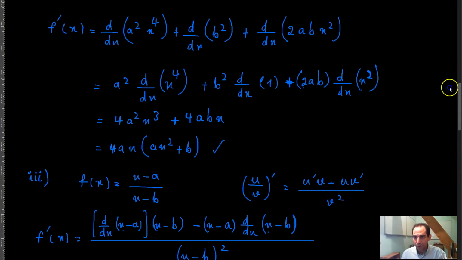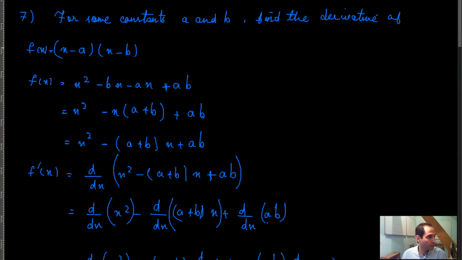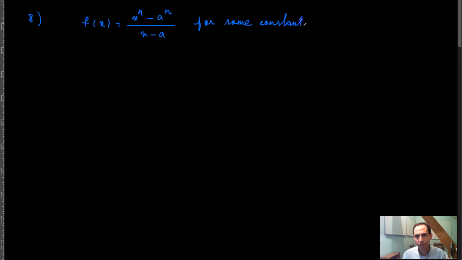Question number 8: find the derivative of x raised to the power n minus a raised to the power n over x minus a, for some constant a. Let's call it f of x is equal to x raised to the power n minus a raised to the power n over x minus a. I think we had this somewhere.